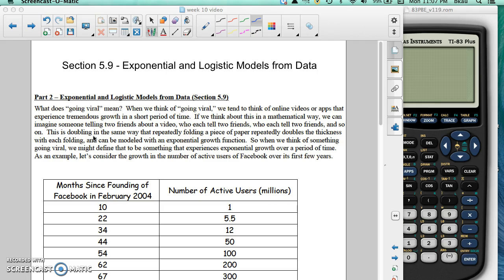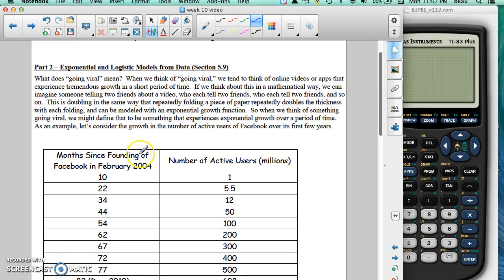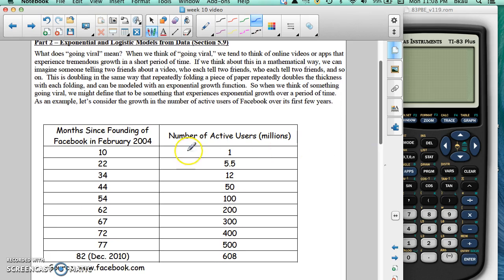We're taking the data from the model of how many users were on Facebook, in months after February 2004, in millions. So they kept records through December 2010 of active users in millions on the Facebook platform. So let's plot that and take a look at it.